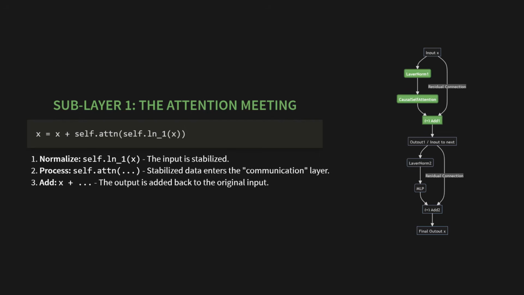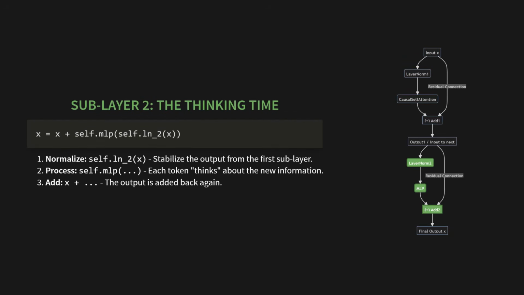Now for sublayer 2, the thinking time. The code is x equals x plus self.mlp of self.ln_2 of x. It's the exact same pattern. First, normalize. We stabilize the output from the first sublayer using self.ln_2. Second, process. Each token thinks about the new information inside the self.mlp. And third, add. The output is added back again.